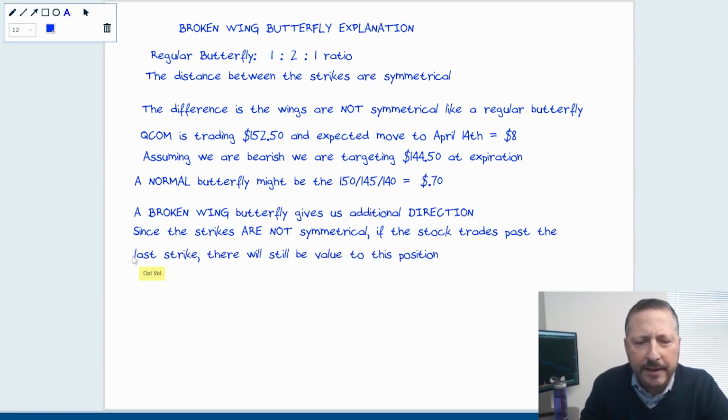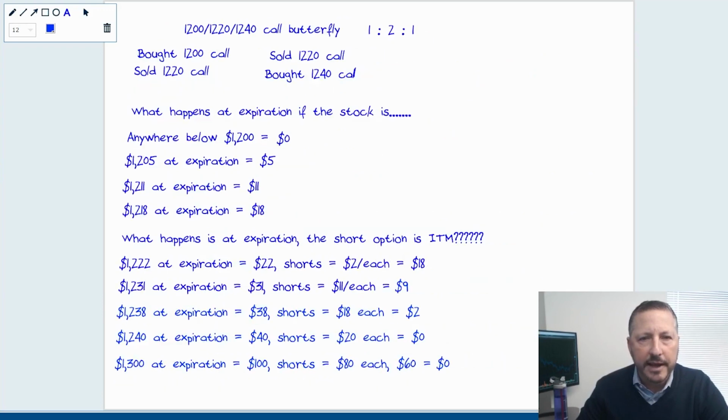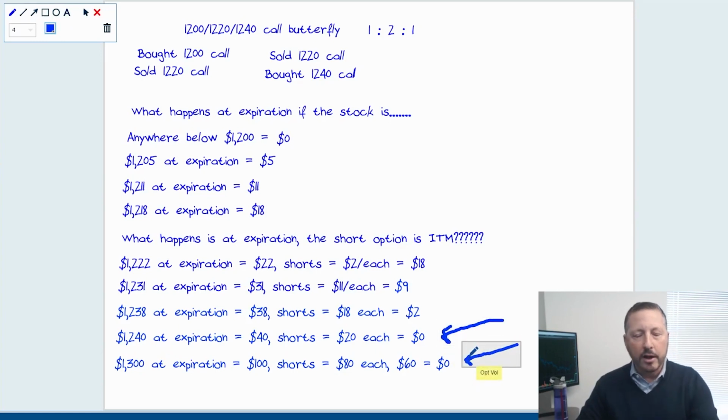Okay, try and think about that for a moment. In the Tesla example, when we went through a normal butterfly, and I'll bring that up for reference in a second, we had the 1200, 1220, 1240. What happened if we got to that last strike of 1240 or even higher? The value of the spread was zero. That's because the long spread and the short spread were equidistant.